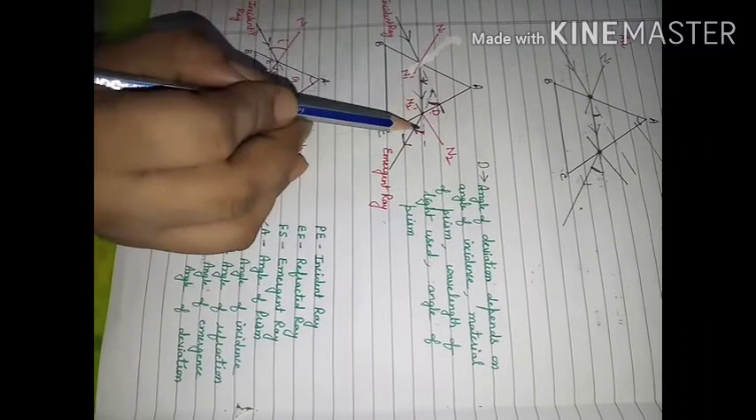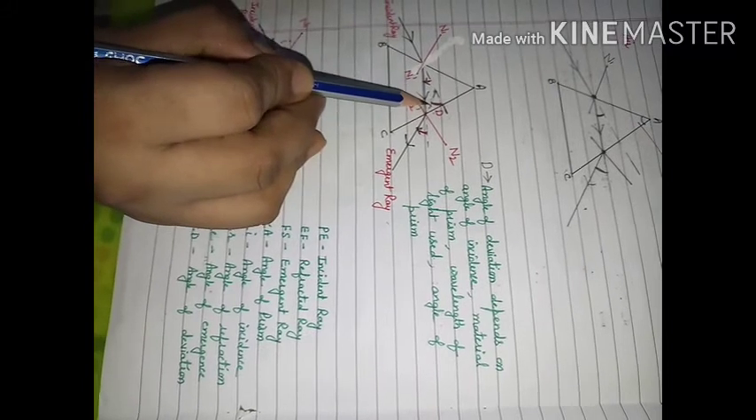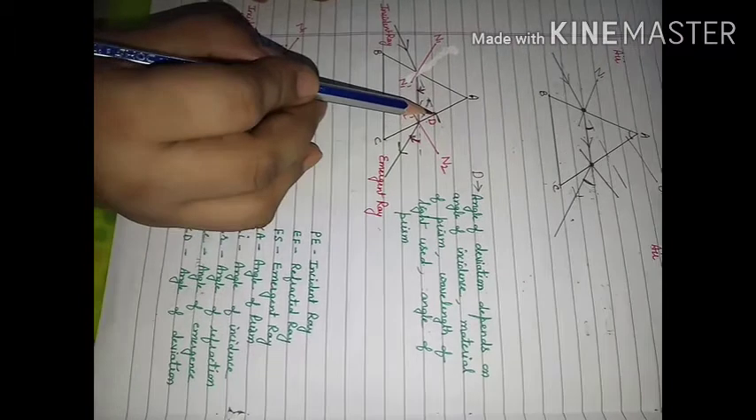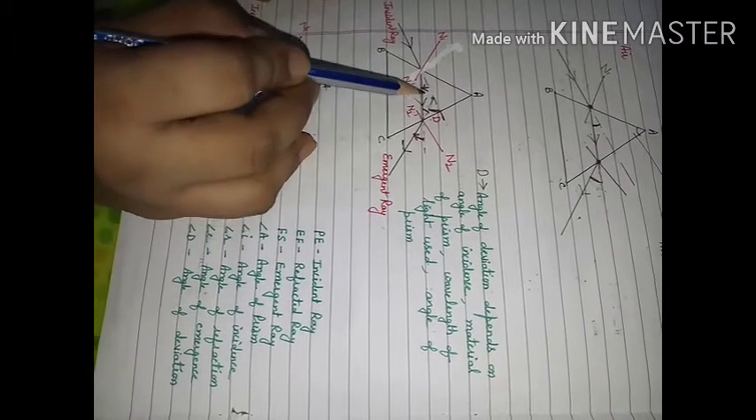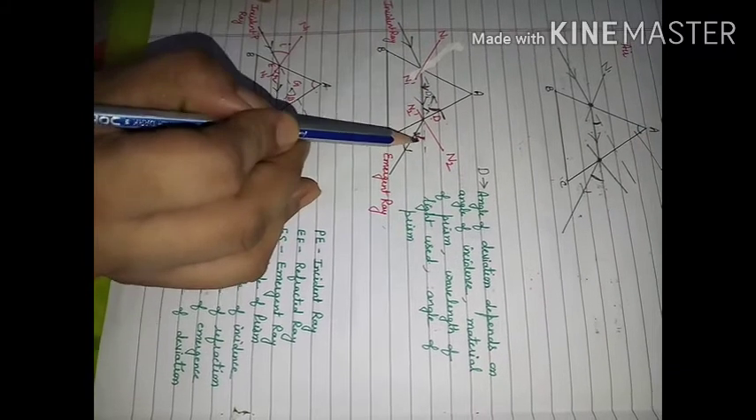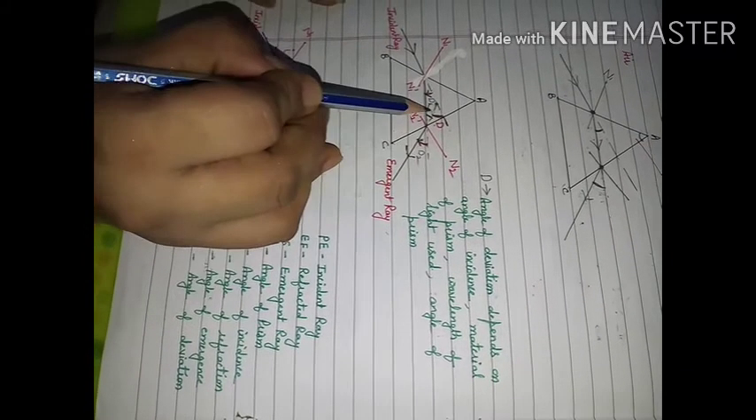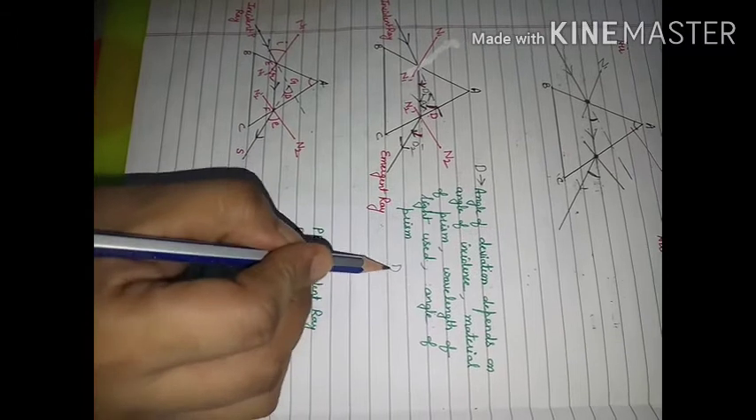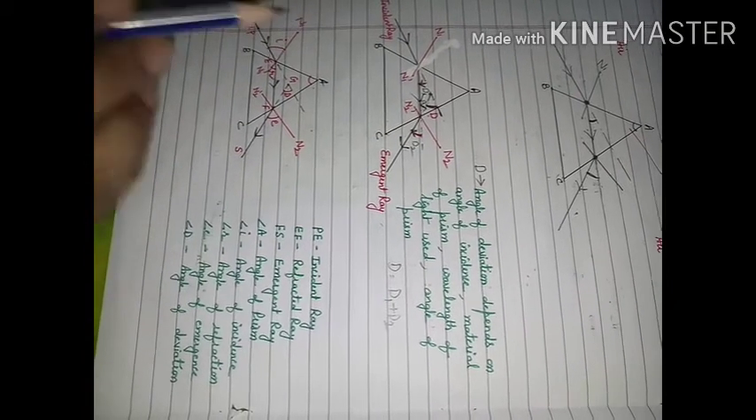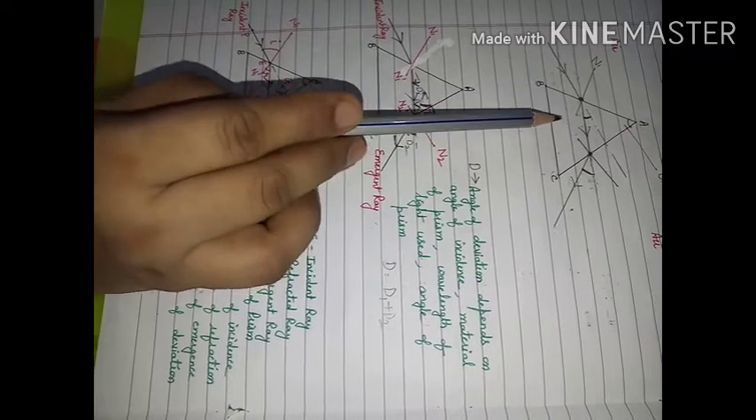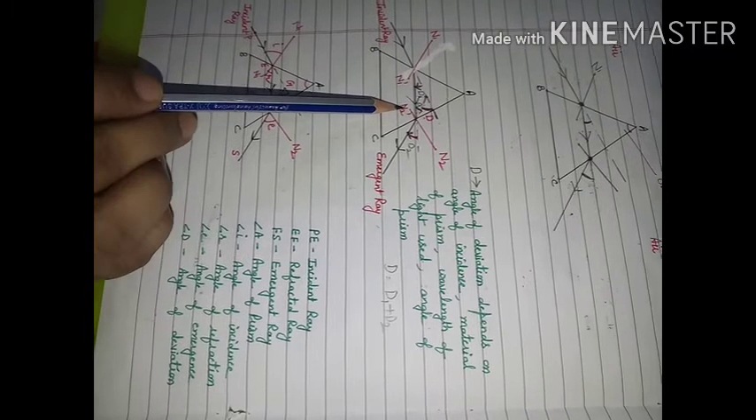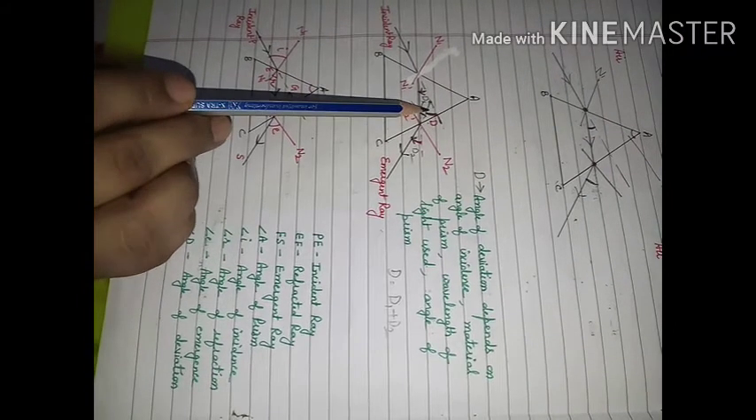How? This angle and this angle are vertically opposite angles. And this is the exterior angle. The exterior angle will be equal to the sum of the two interior opposite angles. So if I consider this to be D1, this will become D2. This will also become D2. So the angle of deviation D will be equal to D1 plus D2. So this diagram is representing how refraction is taking place at two faces. This diagram is representing the angle of deviation mainly.